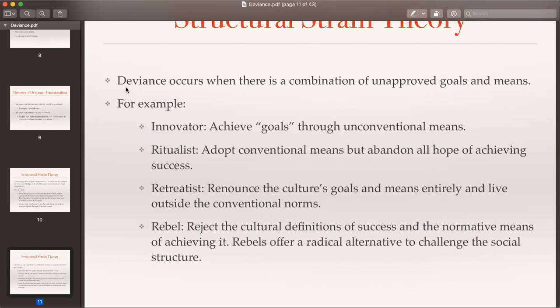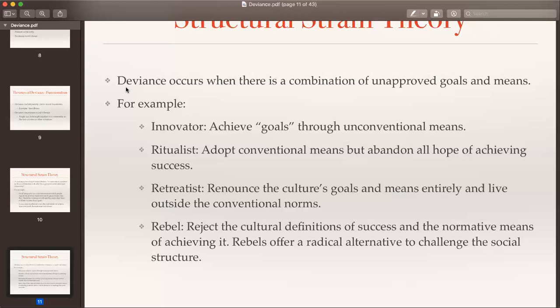Then you look at the ritualist. And the ritualist essentially adopts conventional means, but they abandon all hope of ever achieving success. You could argue that the ritualist is someone, for example, who is married, but in an awful relationship, but who refuses to get divorced. So they just remain in that relationship, knowing things will never get better. It's hopeless at that point. That's the ritualist.